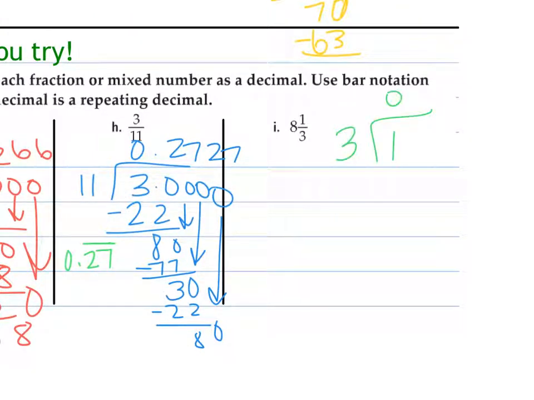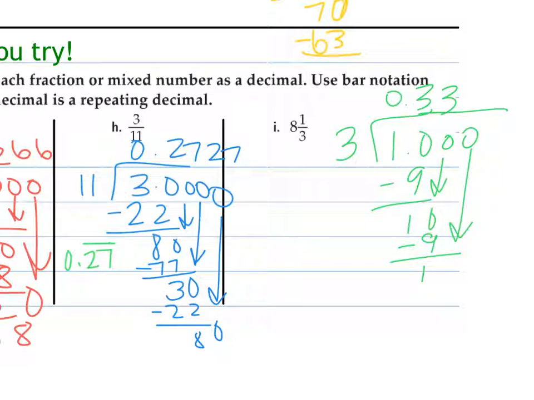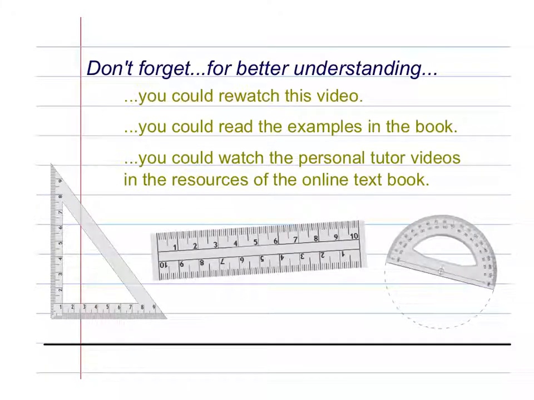All right, last one, 8 and 1/3. 3 goes into 1, it can't. Goes into 10 3 times, which is 9. Goes into 10 3 times, which is 9. Goes into 10 3 times. Again, it's just going to keep on repeating. So I have the 8 out front, so I need to keep that. 8 is my whole number. Now for the decimal, the 3 repeats. So 3 with bar notation over it tells me that it's going to be 8.3 repeated forever. So anytime a number repeats, bar notation over the top.